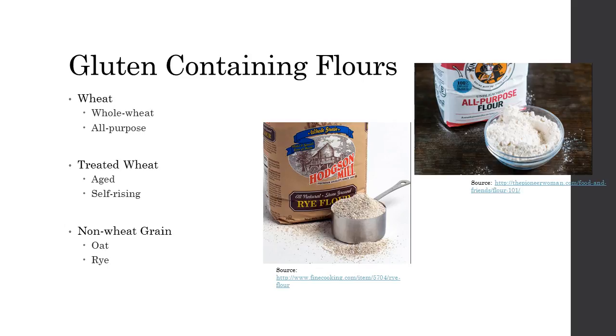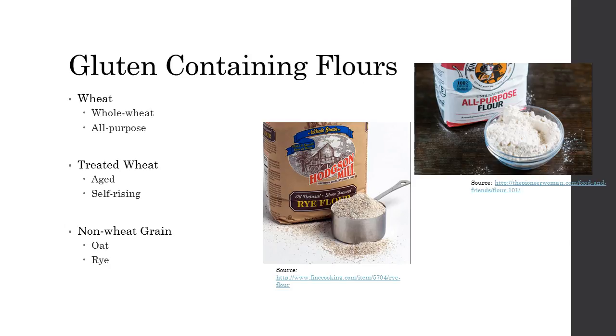Wheat flours are also known as graham or entire wheat, and they are made from the entire wheat kernel, which includes the bran, the germ, and the endosperm. Examples of this would be whole wheat flours and all-purpose flours. Treated wheat flours are treated in order to improve their functional properties through processes such as aging, bleaching, and enrichment. And 2 examples of these would be aged flours and self-rising flours.